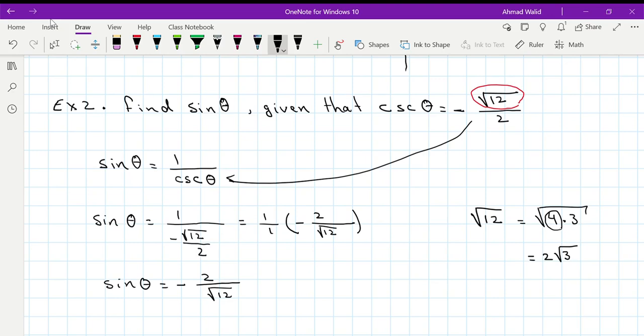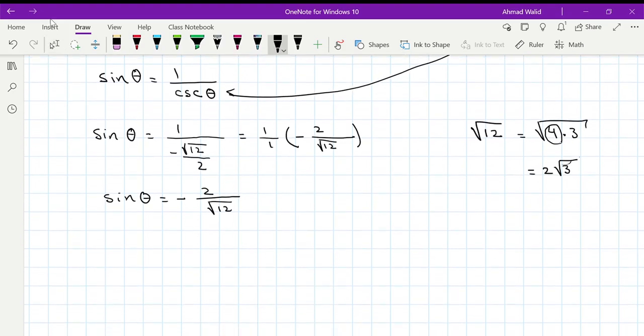Let's bring this value and plug it into our denominator. Then I can say sine theta equals, I'll keep the negative, and in the numerator I have 2. Denominator, instead of square root of 12, I can write 2 radical 3. Correct? Now I can cancel these two. Then sine theta equals negative 1 over radical 3.